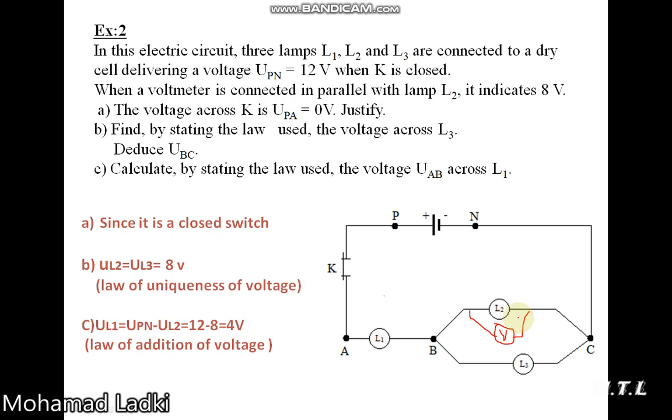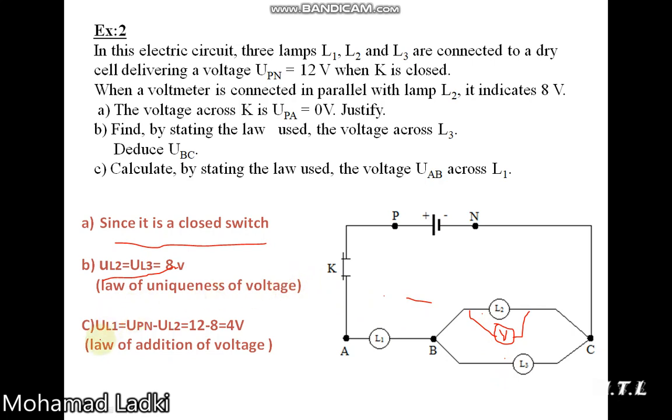In the first question, part A, they told us the voltage across K is UPA equals 0 volts. Justify. Since it's a closed switch, the voltage across a closed switch is 0. Part B, find by stating the law used the voltage across L3 and deduce UBC. The voltage across L3 is equal to the voltage across L2, which is 8 volts, because L2 and L3 are connected in parallel, so they have the same voltage. Law of uniqueness of voltage.